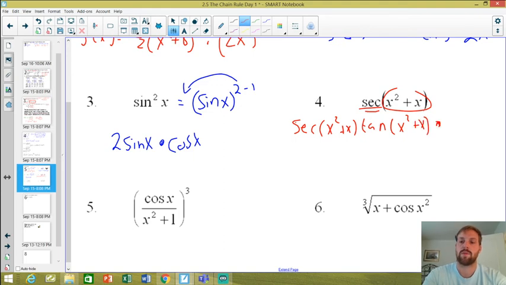And now we're going to multiply by the derivative of the inside. The derivative of the inside is 2x plus 1. Again, leave it that way. Don't try to simplify it and mess up your answer. Okay?